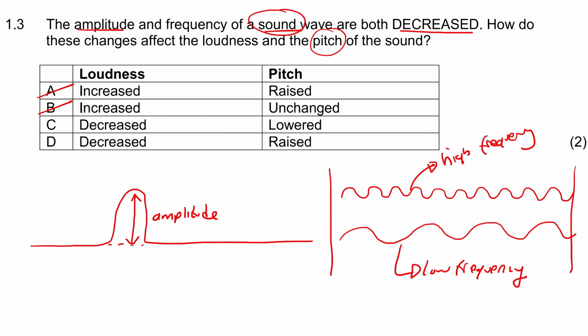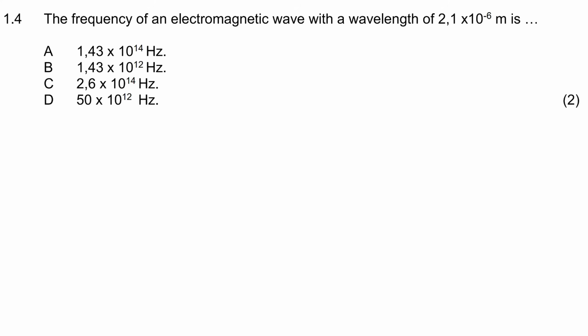So they said that the frequency is also decreased, so that would lower the pitch. So there it is, and then we said this one is decreased, so the answer is C. The frequency of an electromagnetic wave has a certain wavelength, and they want to know what is the frequency.